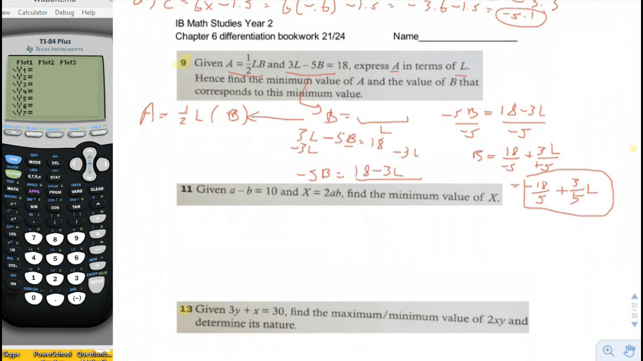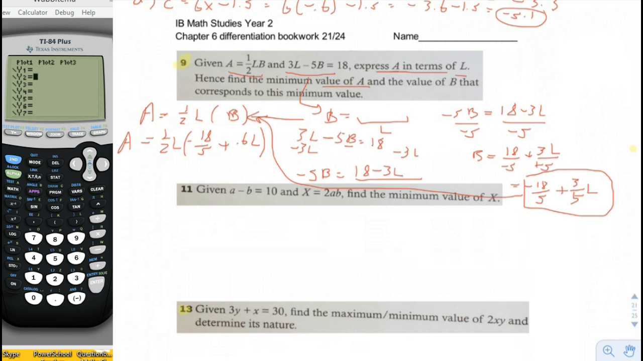Now we're going to take this and put it in for B. So now we have A equals 1/2 L, and then B is actually equal to negative 18 fifths plus 3 fifths, which is actually 0.6 L. Okay, so we have expressed A in terms of L now. Then it says find the minimum value of A and the value of B that corresponds to this minimum value.